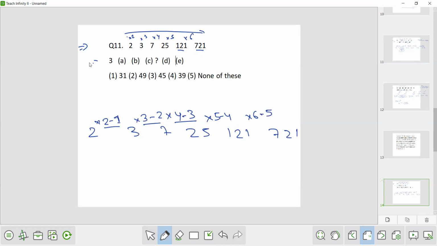Now you have to apply the same logic starting with the number 3. So 3 into 2 minus 1, that will be your A. So A is 5. Then 5 into 3 minus 2 will be your B. 5 times 3 is 15, 15 minus 2, that is 13. Then 13 into 4, that is 52. 52 minus 3, that will be 49. So that will be your C. So your answer is option 2, that is 49.